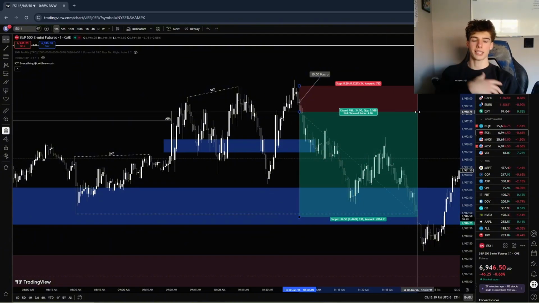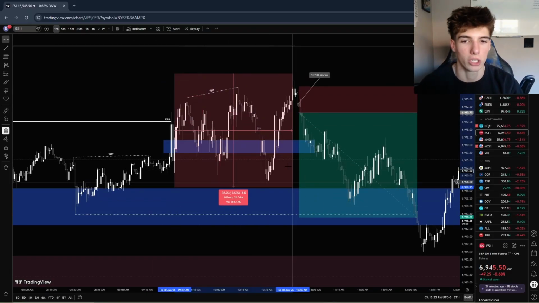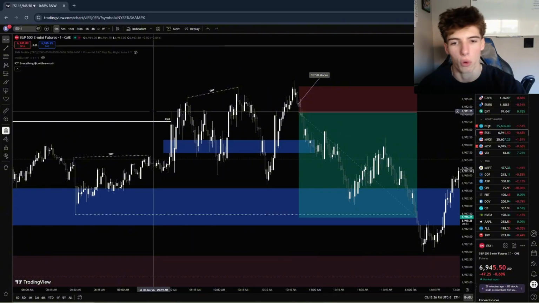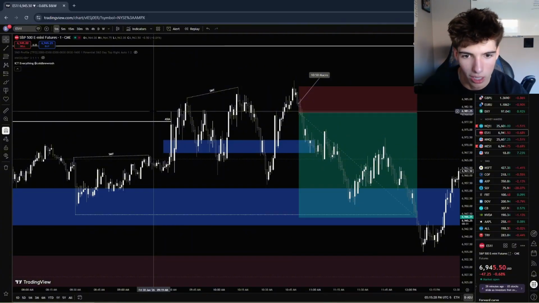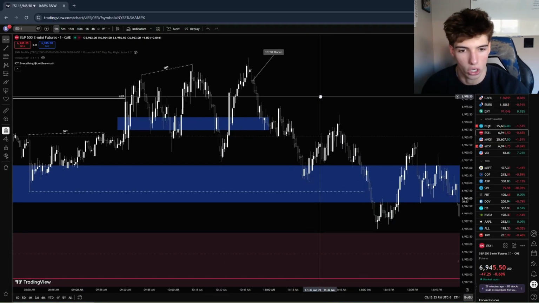But the reason I don't like this is simply because, like I said, this is too much chop and too much, like, no good draw on liquidity for me to want to be able to take a trade, right? Like, this is just not good to me. And watching the way we go back and forth, it's literally just barcode. I'm not trying to trade this, bro.